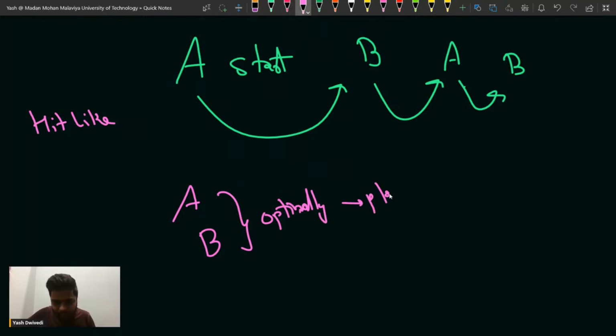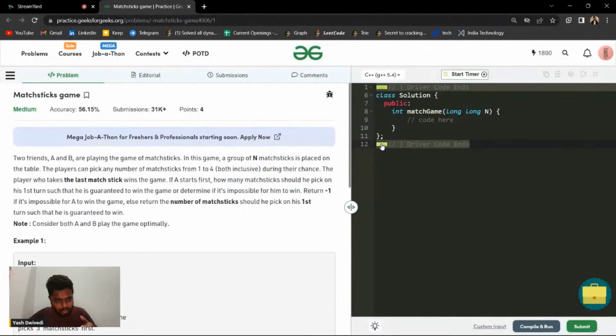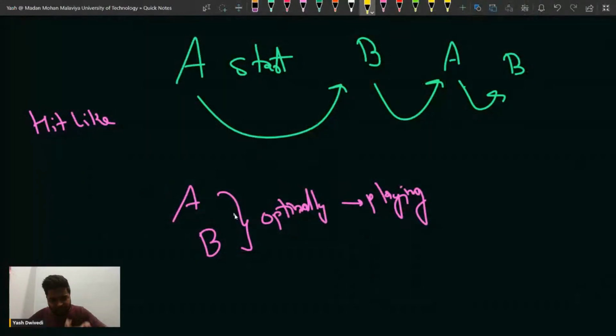Both are playing for the win, and we have to tell, in one move a player can take any matchsticks between 1, 2, 3, or 4, which player is going to win here. In this particular case, this is a game theory problem, so we have to analyze several test cases, and only then can we make a particular kind of conclusion here.